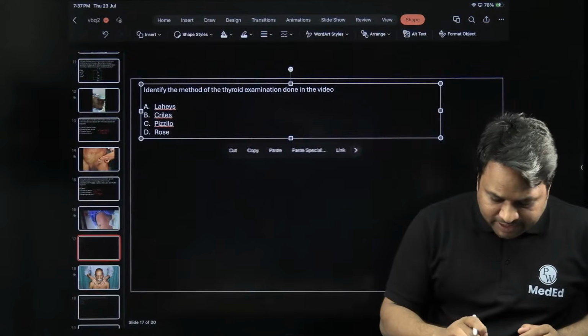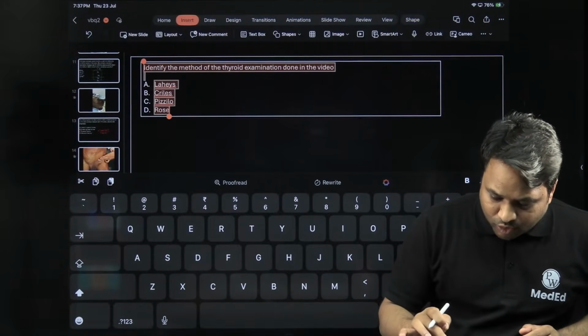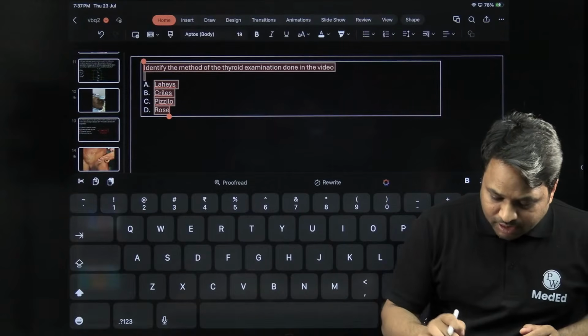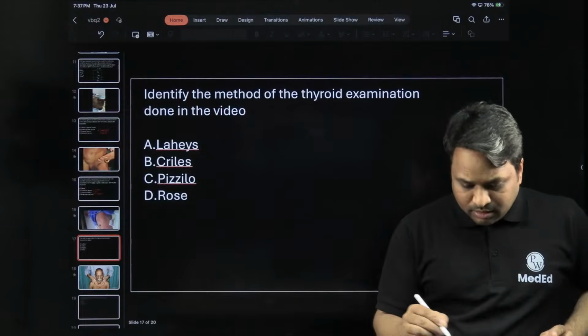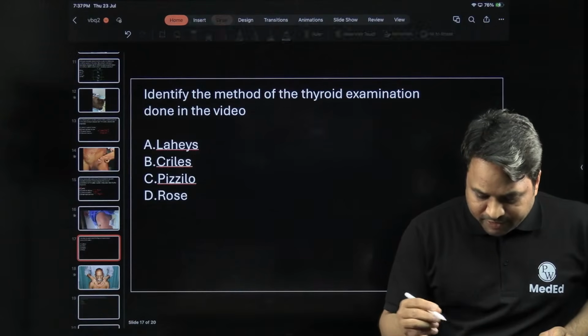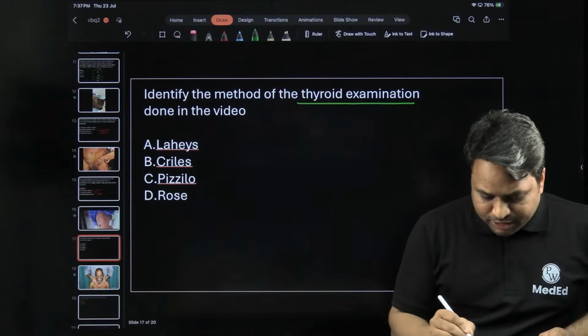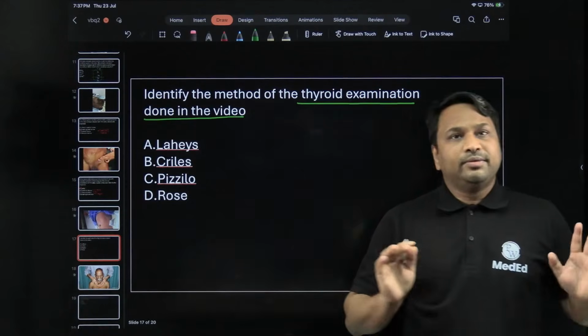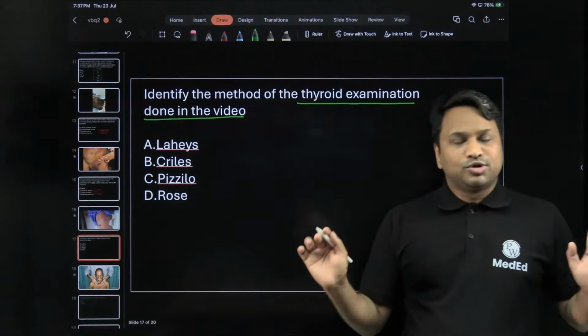Now, this is also, I would say, a very possible exam question because they have already asked you this question in an image-based format. So now we are asking you in a video-based format. Identify the method of the thyroid examination done in the video. Now, I've given you options: Lahey's, Crile's, Pizzillo's and Rose method.